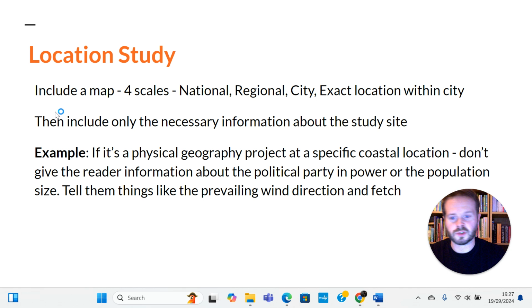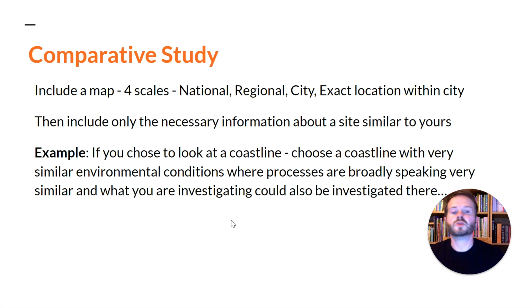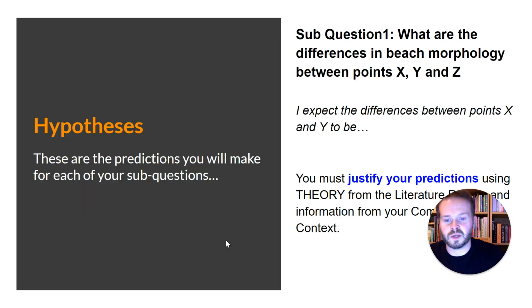And only include the relevant stuff. So if it's a physical geography project at a specific location, don't tell me about the political party in power. I don't want to know. Why would I need to know that if you're telling me about beach morphology? It has no relevance to your project. So only include the stuff that's relevant. And you do exactly the same with your comparative study. Okay, so a map, 4 scales, necessary. If you're choosing to look at a low energy coastline, your comparative study will be a similar low energy coastline. Okay, and I'll come into the reason why we have a comparative study in a second.